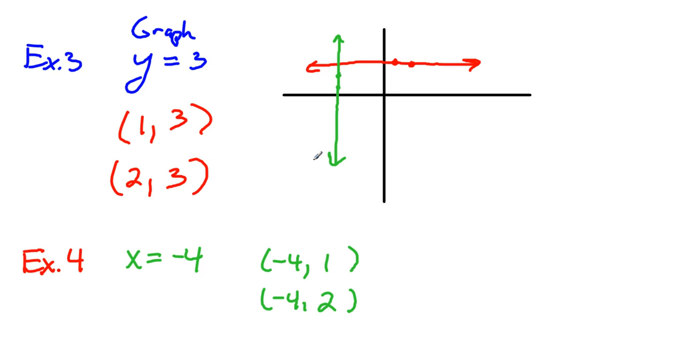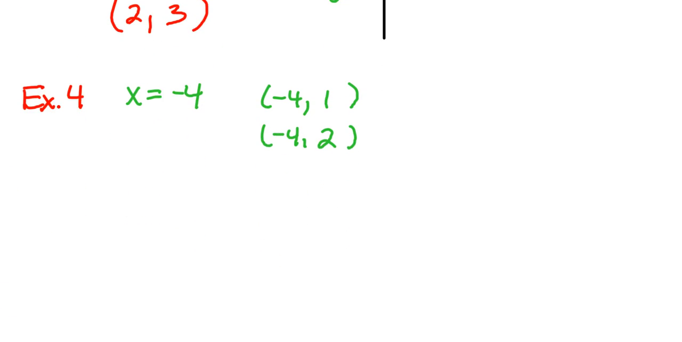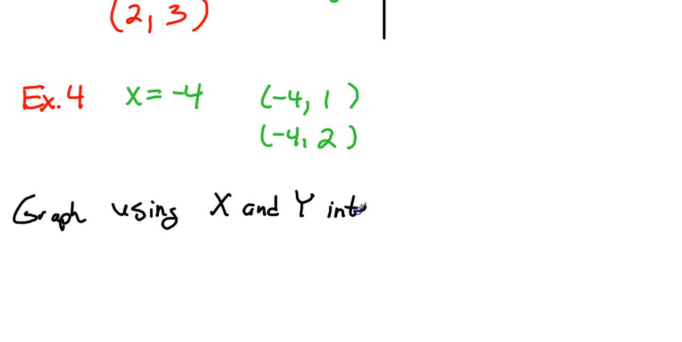So, okay, and then the last thing is they're going to ask you to graph using just the x or y intercepts. And I think we talked about this last time. X and Y intercepts. We did, didn't we? Or not? Maybe. If we didn't, we'll do it real quick.